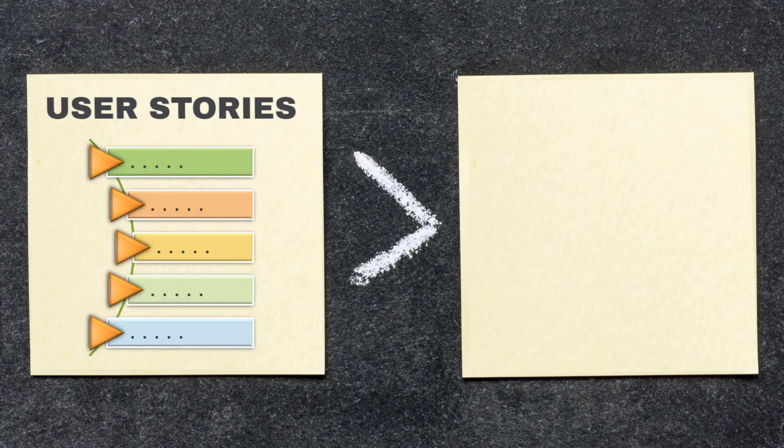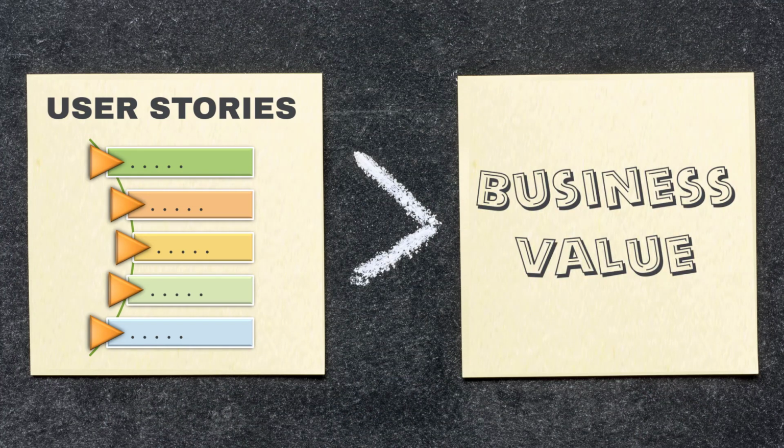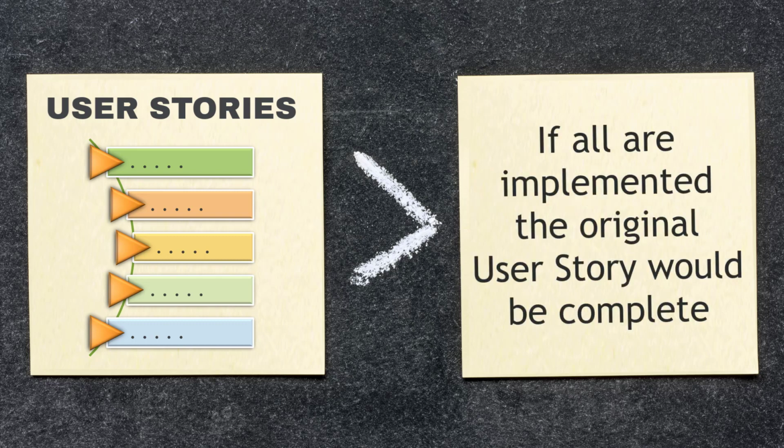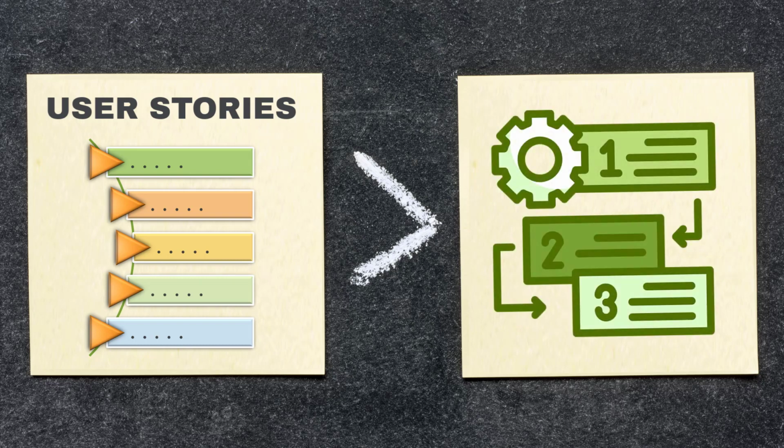Each one of these user stories actually provides business value without considering the others, even if any one of them could be implemented all by itself. If all of them are implemented, the original user story would be complete. So all you need to do now is prioritize these user stories, working with the business community based on which stories they feel provides the most value without requiring that the others are delivered first.